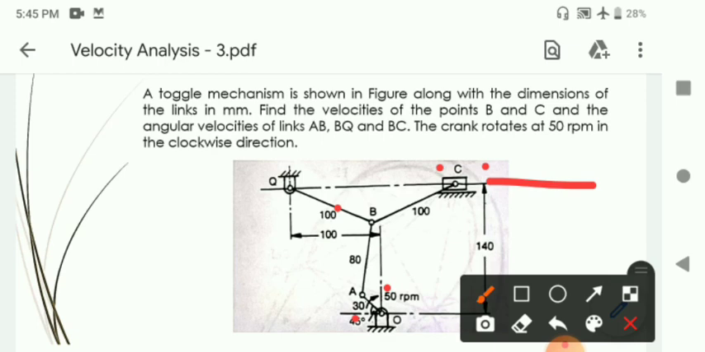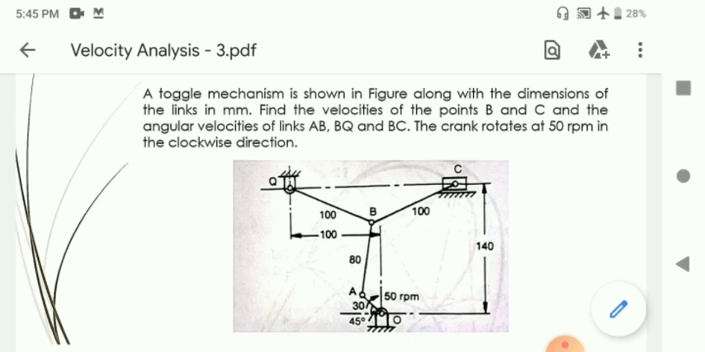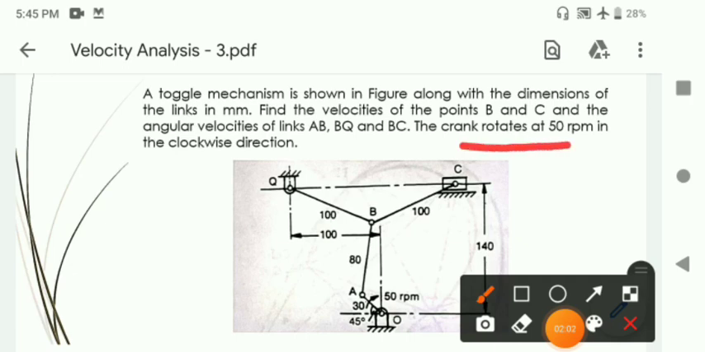The other two links, that is link BC and AB, will have a general planar motion, that is a combination of rotational and translation motion. Here in the question, it is given that the crank is rotating at an angular speed of 50 revolutions per minute in the clockwise direction. So we will proceed with the question.